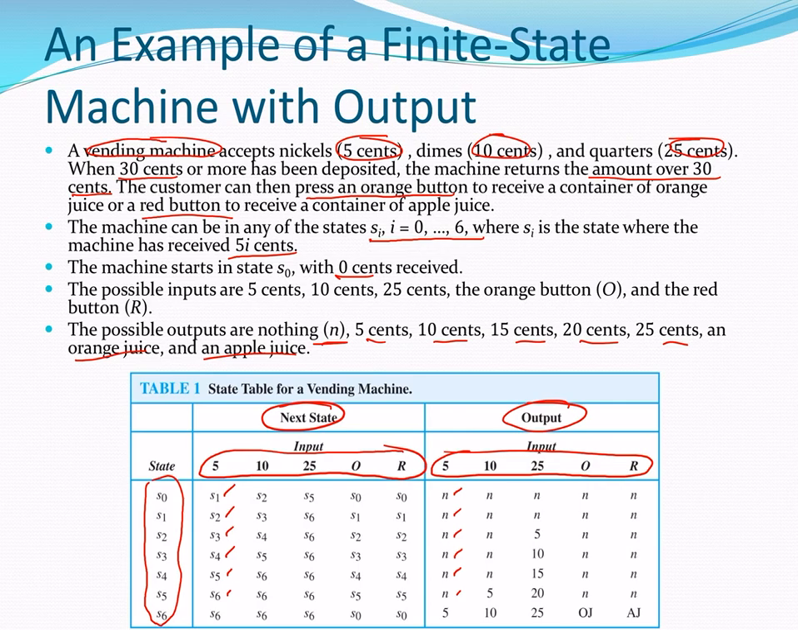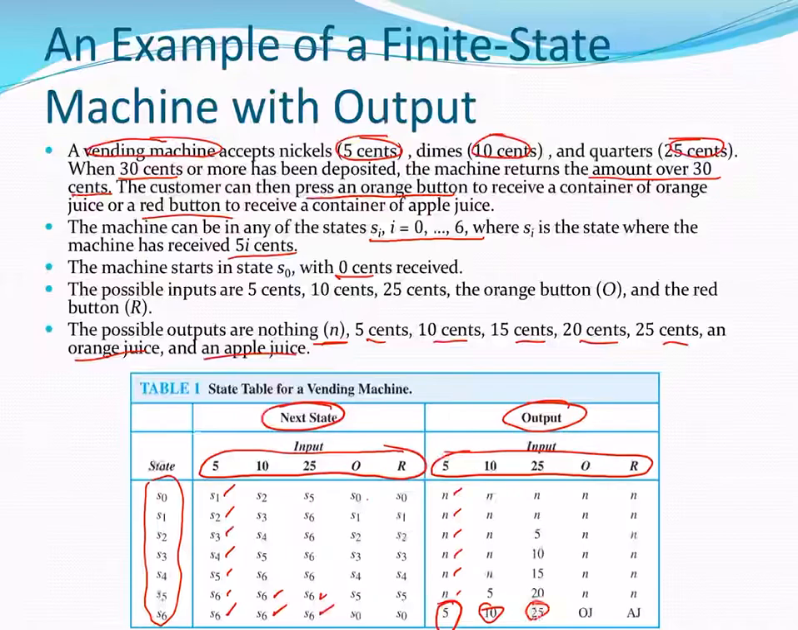At state 6, if we put in another nickel, we don't retain anything over 30 cents, so that nickel comes right back to us as an output. Similarly, if we're in state 6 and we deposit a dime, we stay in state 6 and that dime gets returned to us. And if we deposit a quarter, that quarter is going to come back to us.